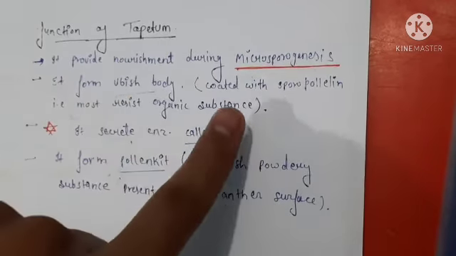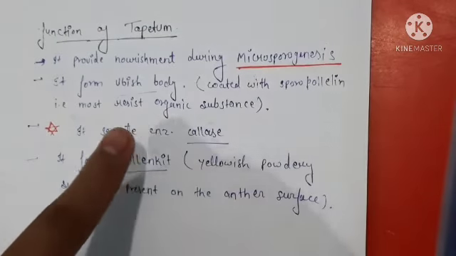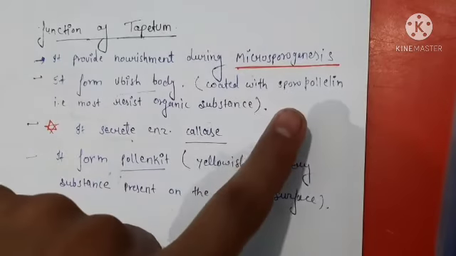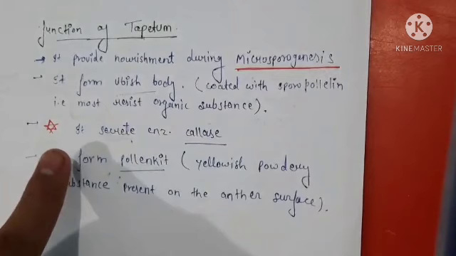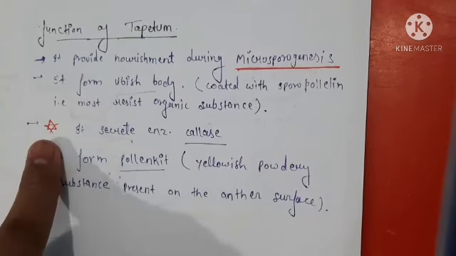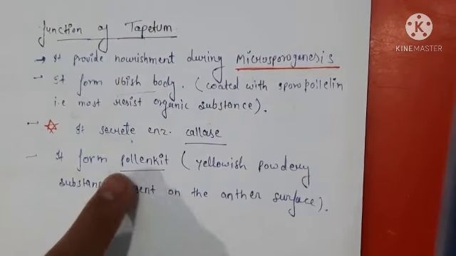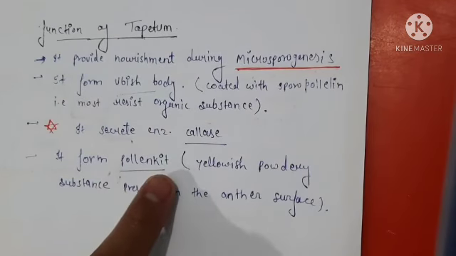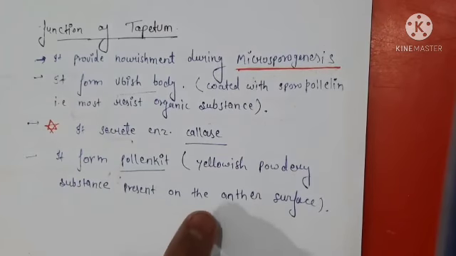It means it is coated with sporopollenin. And what is sporopollenin? It is a very highly resistant organic substance that prevents the destroying of the anther. And third, most important, it secretes enzyme calyx. Fourth, it forms pollen kit. And what is pollen kit? It is a yellowish powdery substance present on the anther surface.